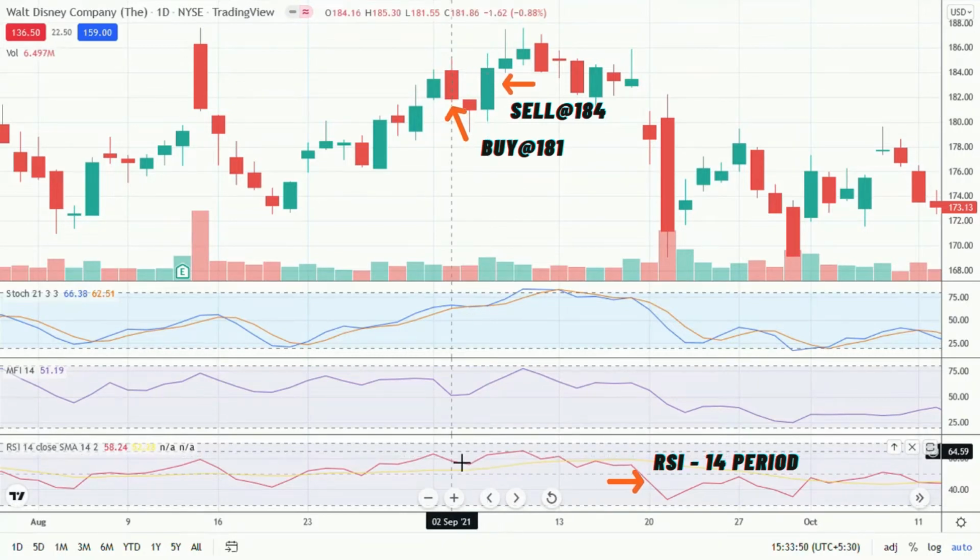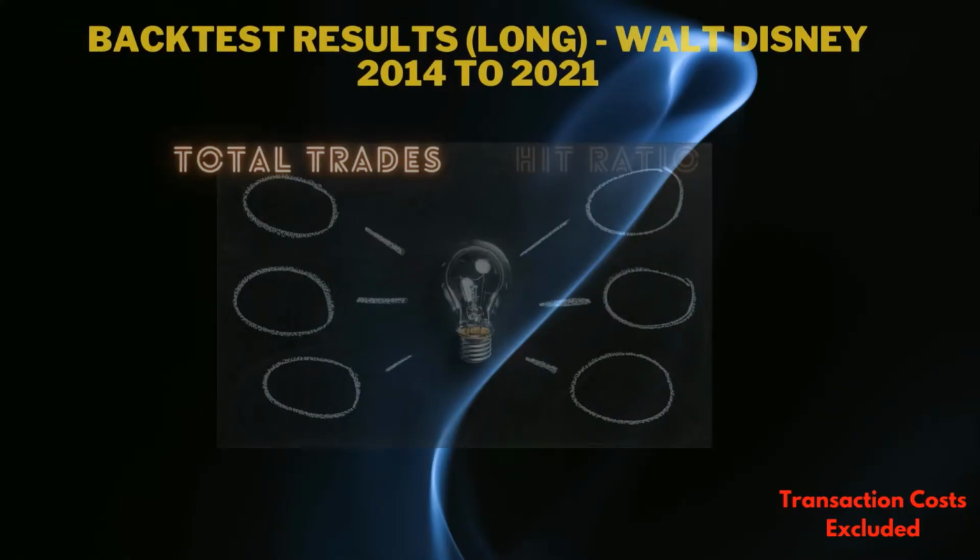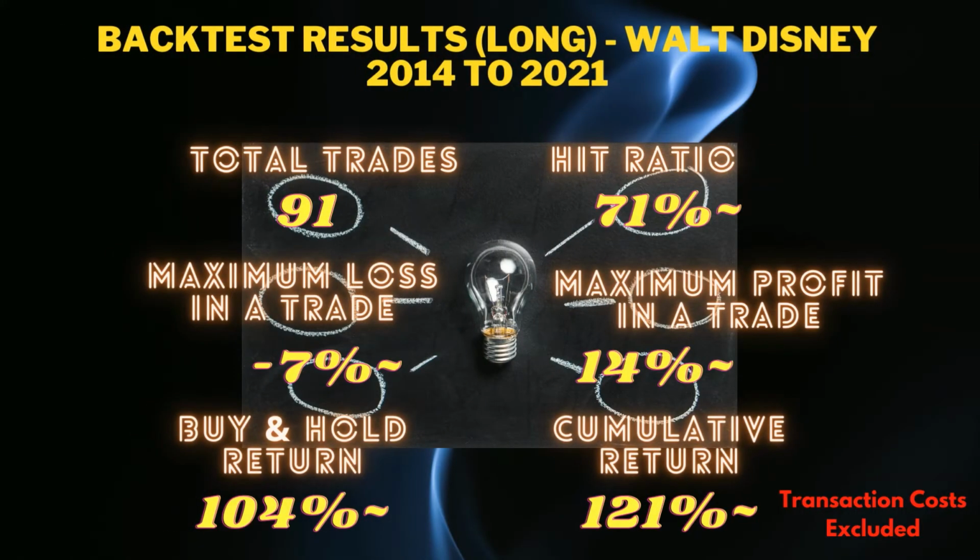We bought at 181 approximately. We sold around 184. So that's a profit of about 1.4%. Time to share the backtest results of this long strategy for the period 2014 to 2021.